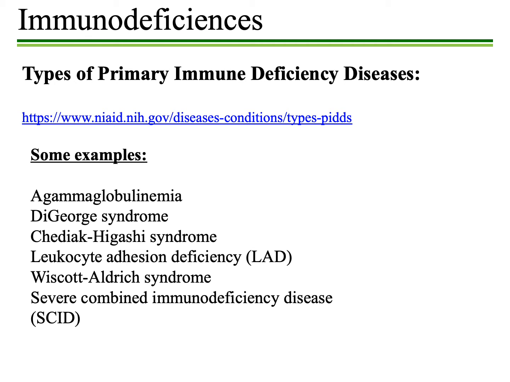The next disorder I want to focus on is Wiskott-Aldrich syndrome. Wiskott-Aldrich syndrome fits into the combined category of immunodeficiency, and that's because both B cells and T cells are affected in this particular syndrome.